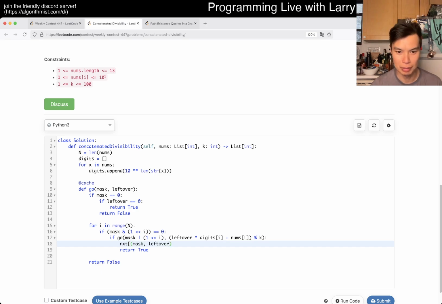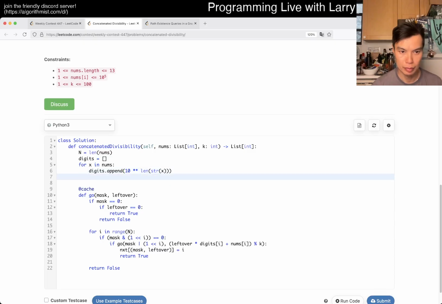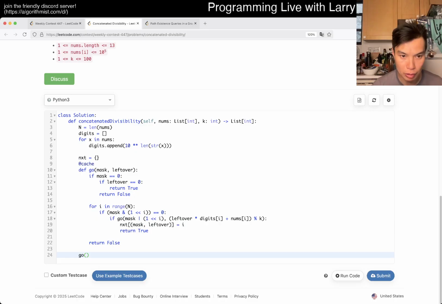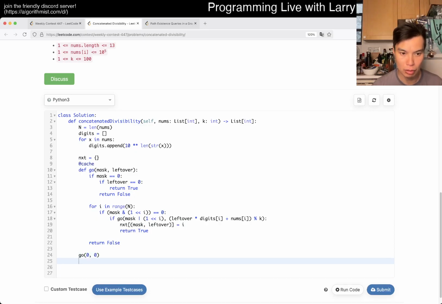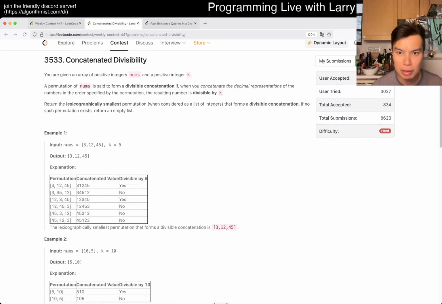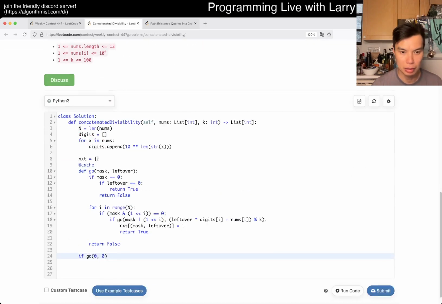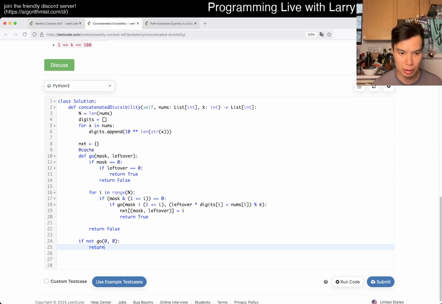I don't know. This is me just being lazy, maybe. Right. Okay, and then now we calculate from no use, no leftovers, and then we go, okay, well, is it always possible? Or we return an empty list? It's not possible, we return an empty list.